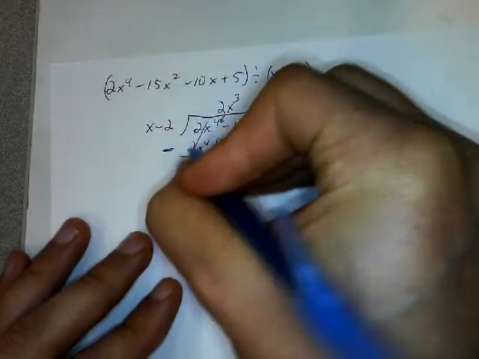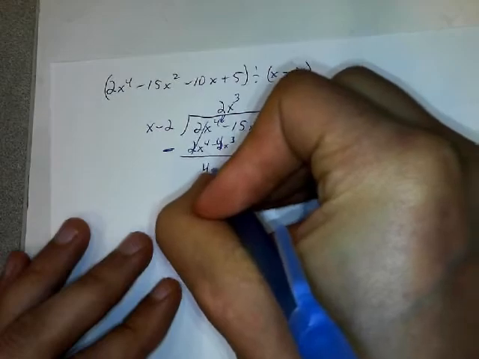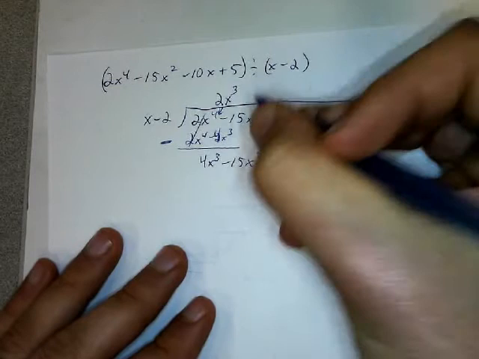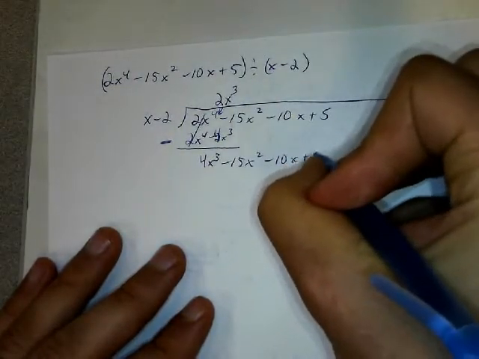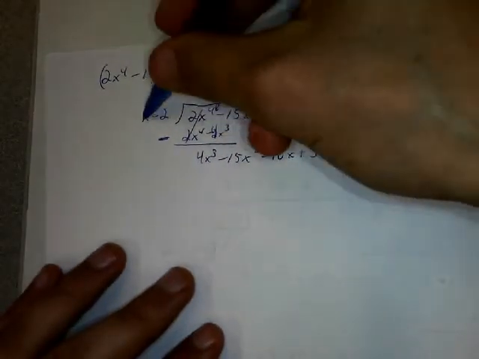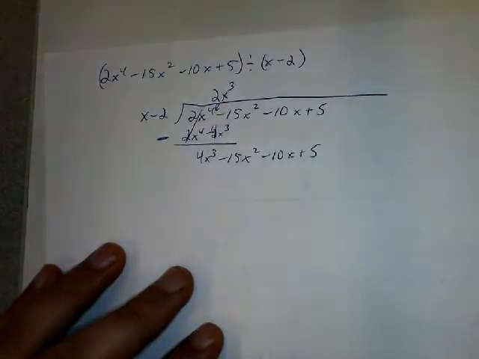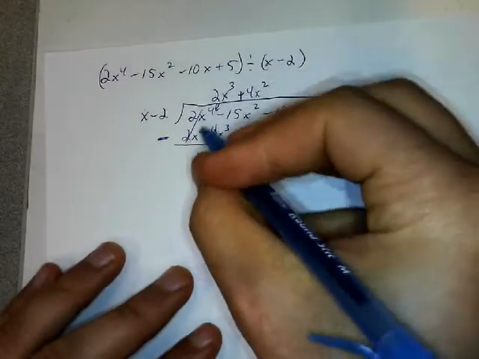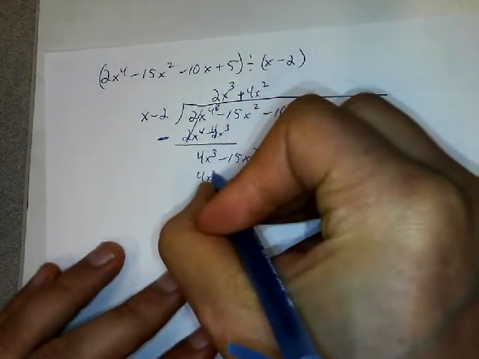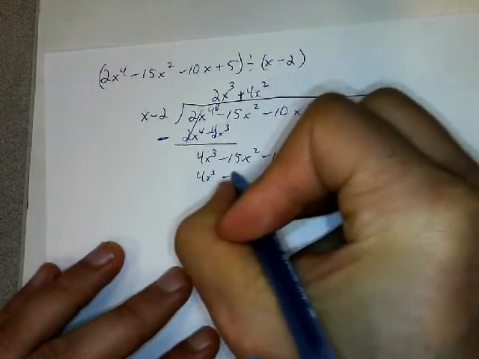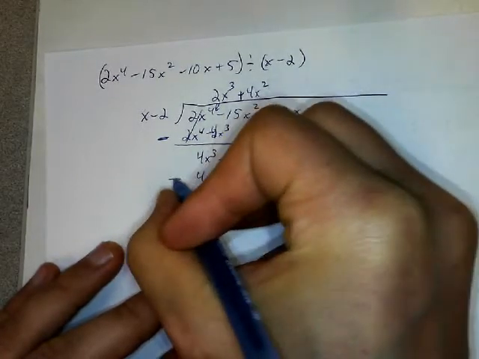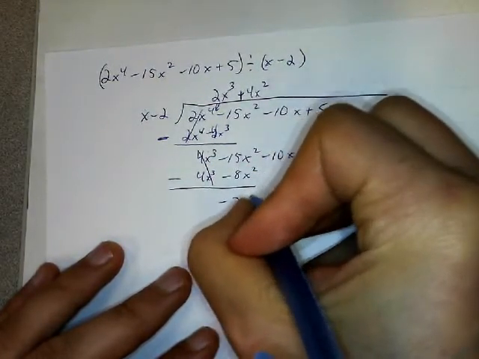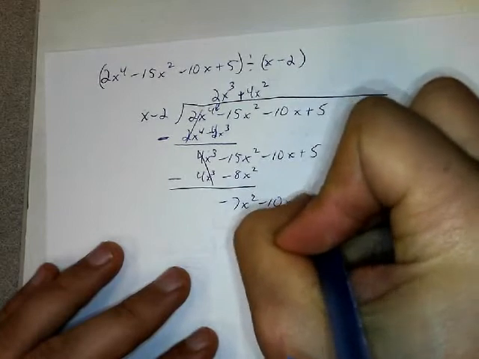Subtract. This cancels. I'm left with 4x cubed minus 15x squared minus 10x plus 5. Next step, x goes into 4x cubed, 4x squared times, and we're left with 4x cubed minus 8x squared, and subtract. Cancels like it should. Negative 7x squared minus 10x plus 5.